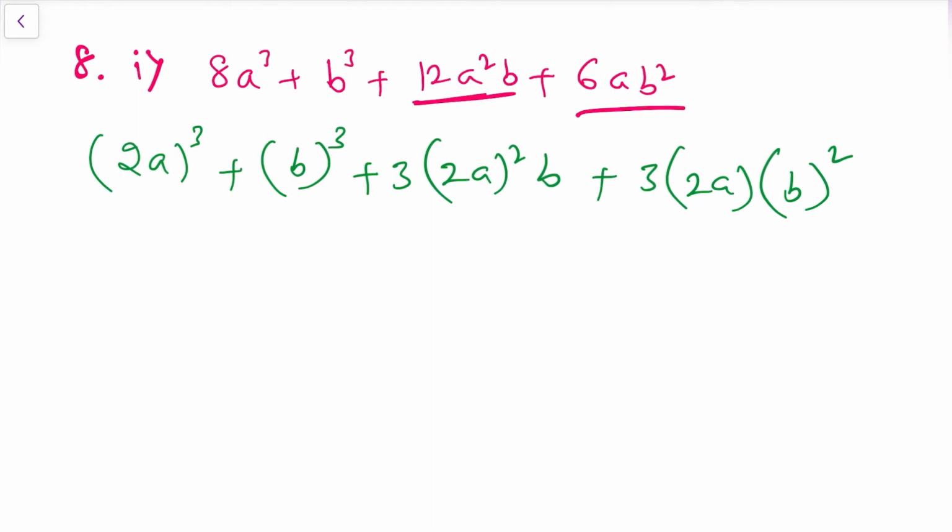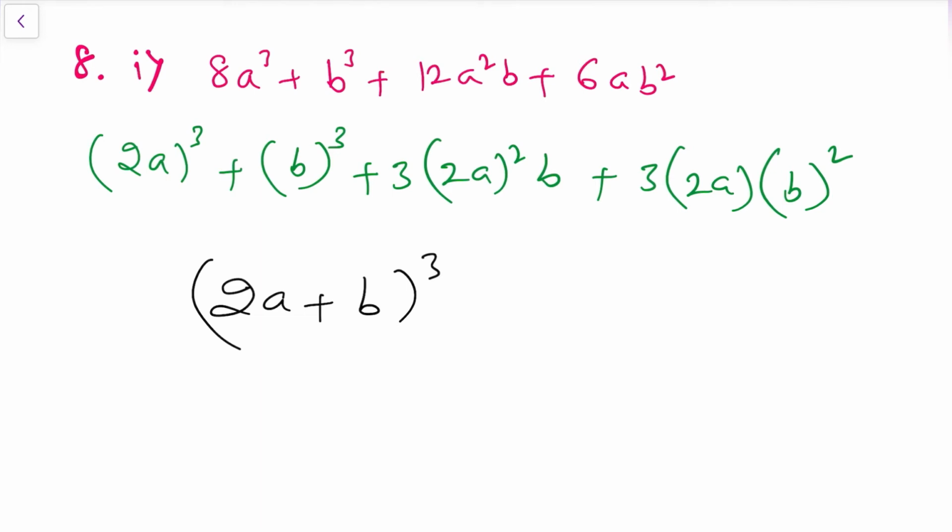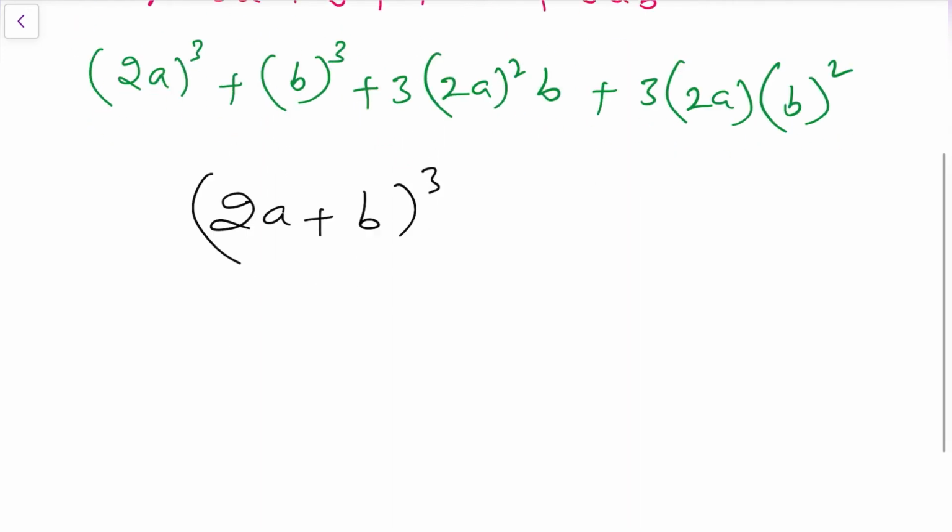Now from this we can conclude a cube plus b cube plus 3a square b plus 3ab square is nothing but a plus b whole cube formula. So a is nothing but 2a plus b as usual. So 2a plus b whole cube. This 2a plus b whole cube can be written as 2a plus b into 2a plus b into 2a plus b, just expanding.